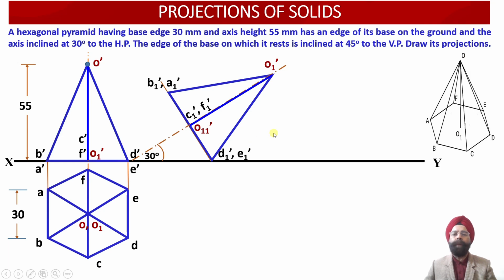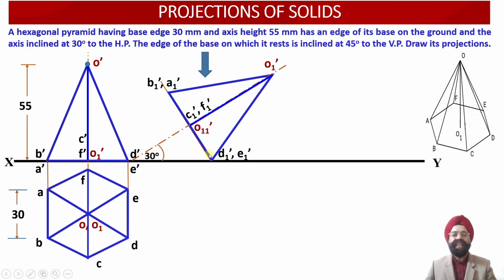Now we are required to obtain the top view projections corresponding to this inclined hexagonal pyramid. So how can these top view projections be obtained? When we are going to look at this hexagonal pyramid from the top. So how many points are available with us? 6 points corresponding to the base are available. 2 points corresponding to the axis are available. So a total of 8 points are available with us in the elevation projection view.